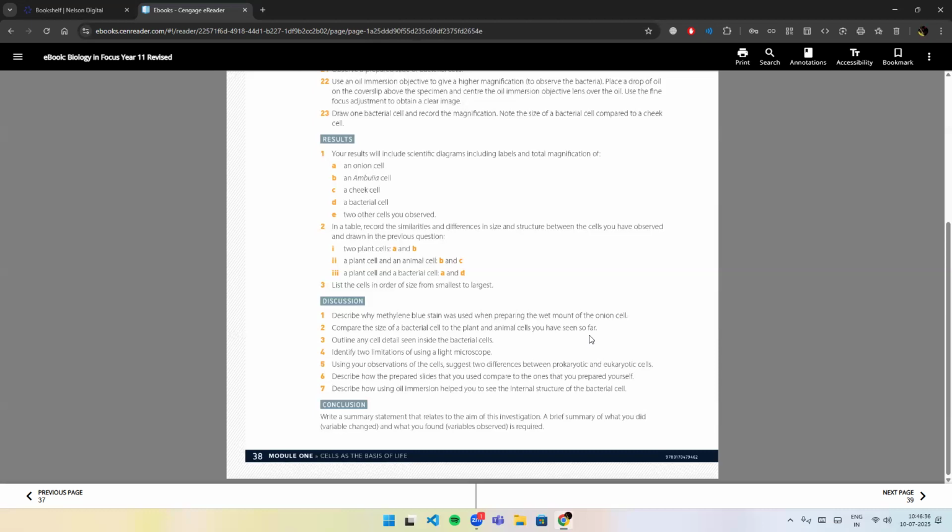Conclusion. Write a summary statement that relates to the aim of this investigation. A brief summary of what you did and what you found is required.